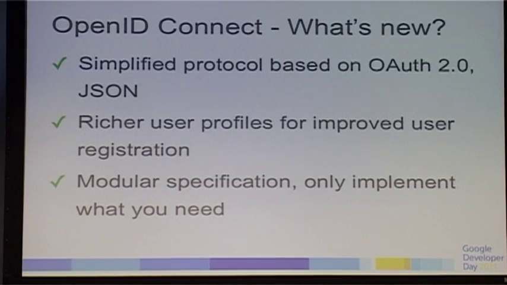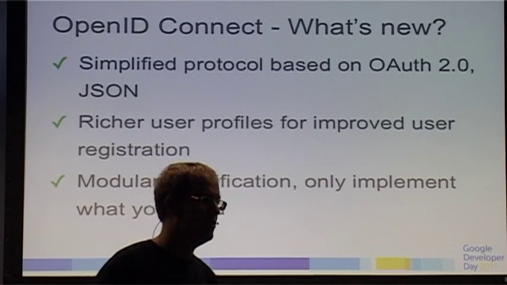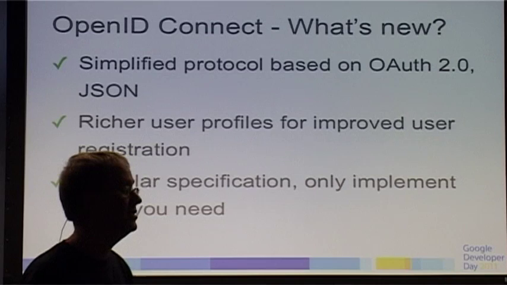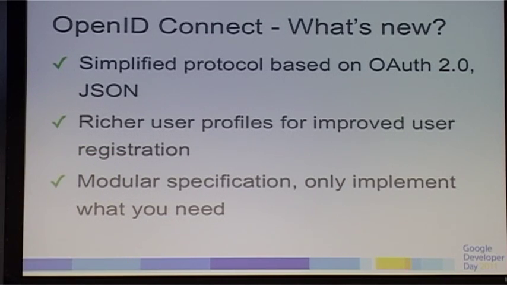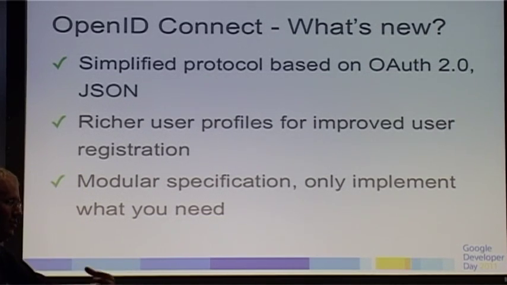And most importantly, it's this modular specification. So with OpenID 1.0 and 2.0, if you were to be compliant, you had to implement a lot of different things, including something called discovery, which was rather difficult for many developers to implement. With OpenID Connect, basically it's a modular specification. You can implement just the parts of it that you want. There's a few required pieces, but then a lot of others.